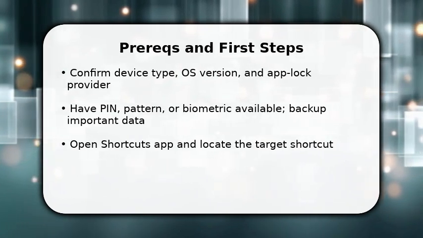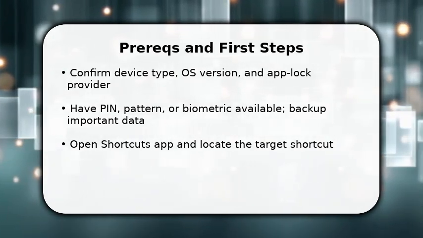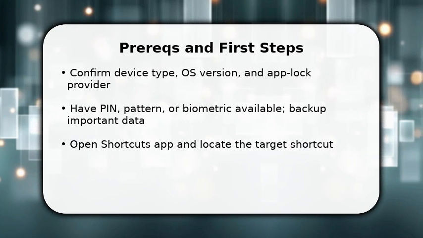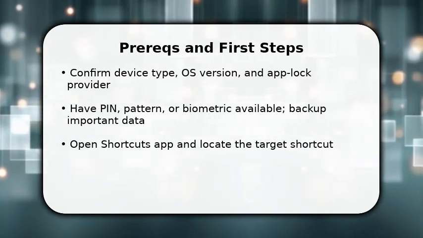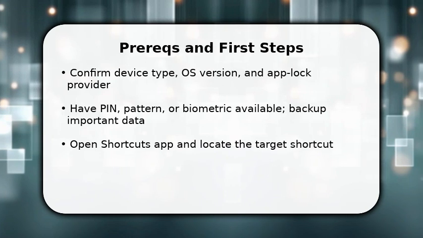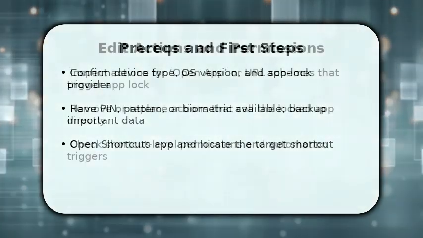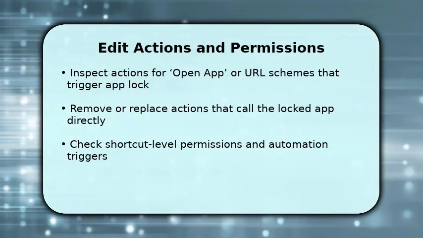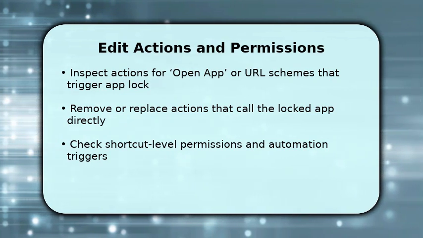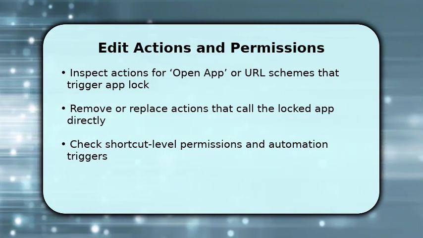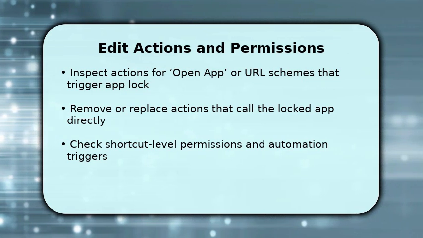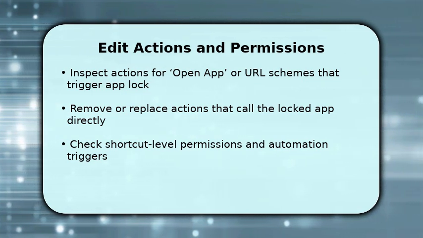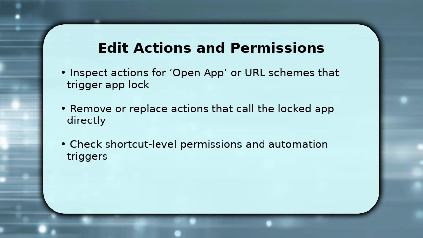Now tap the three-dot menu on that shortcut to enter edit mode, because the next changes must be made inside the shortcut actions and security permissions. In edit mode, scan the action list for any step that launches the locked app or uses a URL scheme. Those are the triggers. Once found, remove the action or replace it with an indirect step, such as opening a web page or a neutral app.